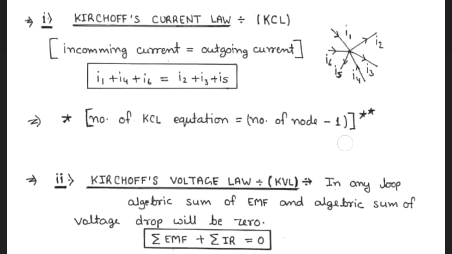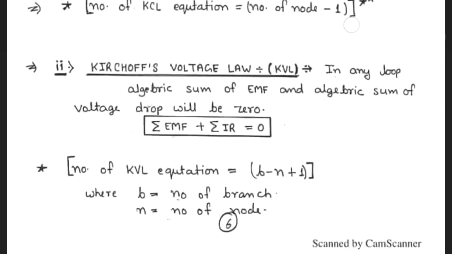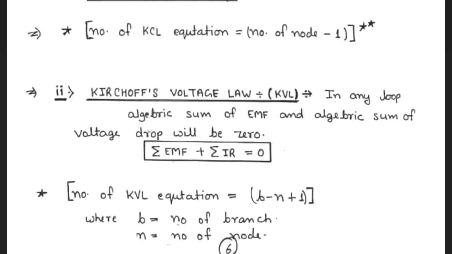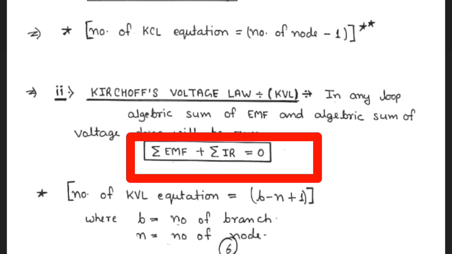Coming to Kirchhoff's voltage law. What is Kirchhoff's voltage law? In any loop, the algebraic sum of EMFs and the algebraic sum of voltage drops will be 0. Summation EMF plus summation IR equals 0.